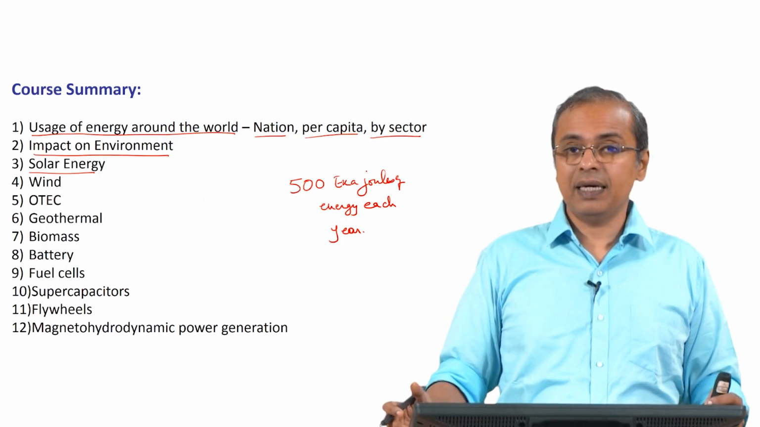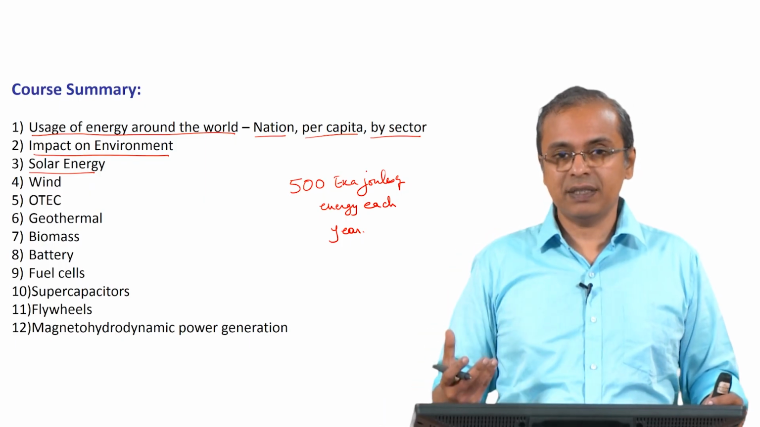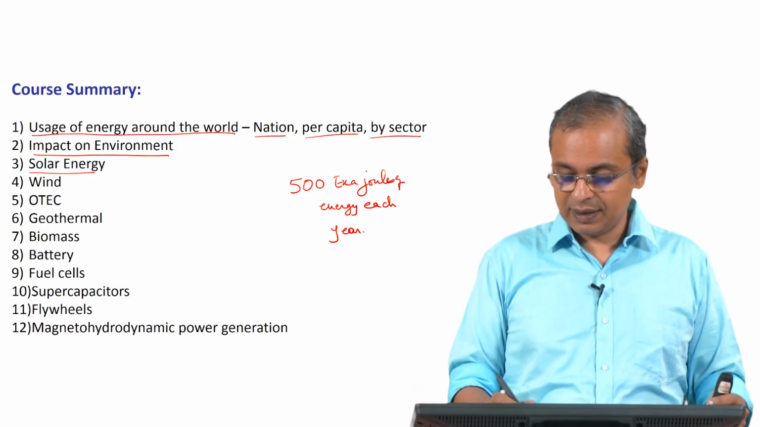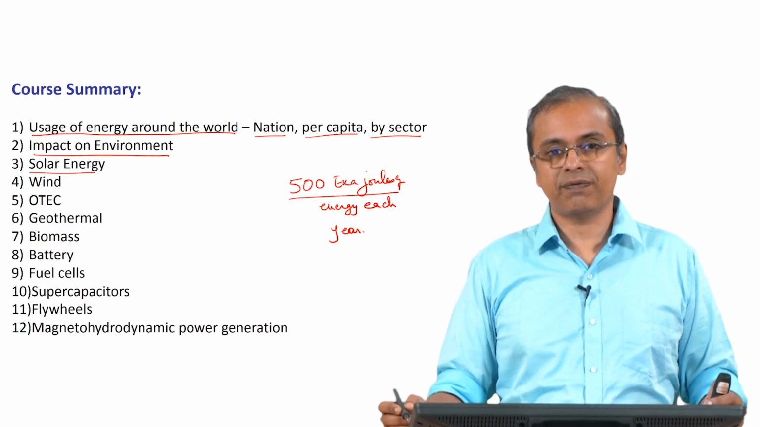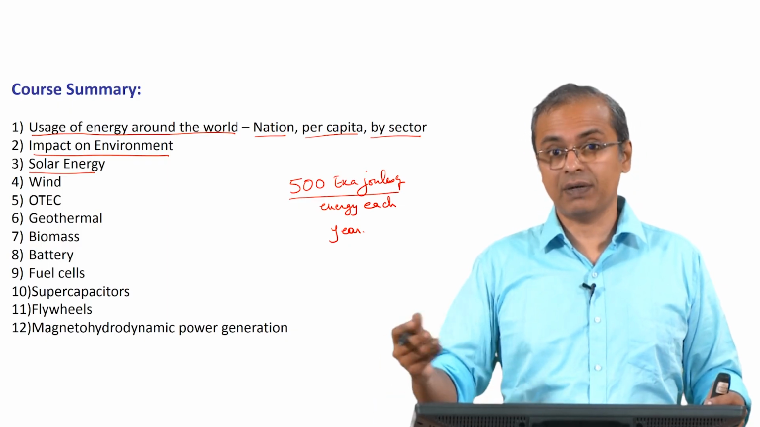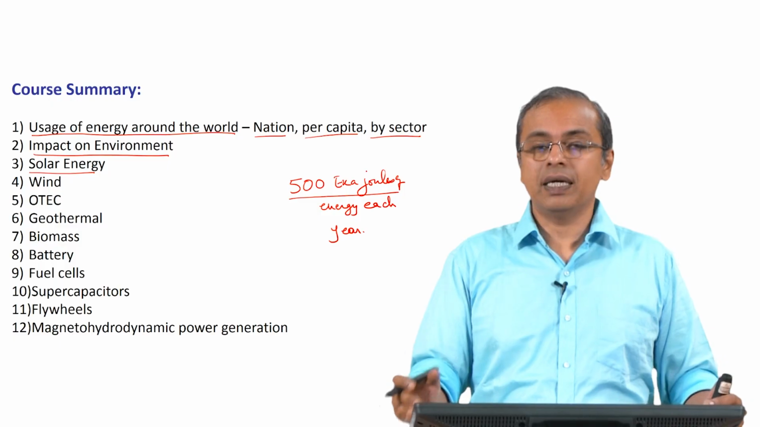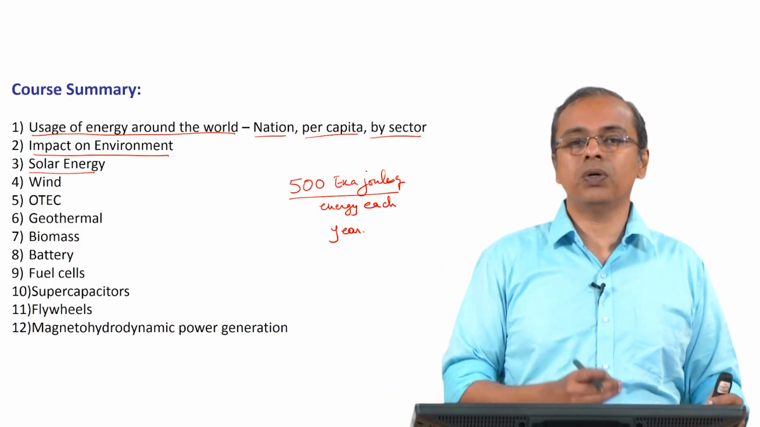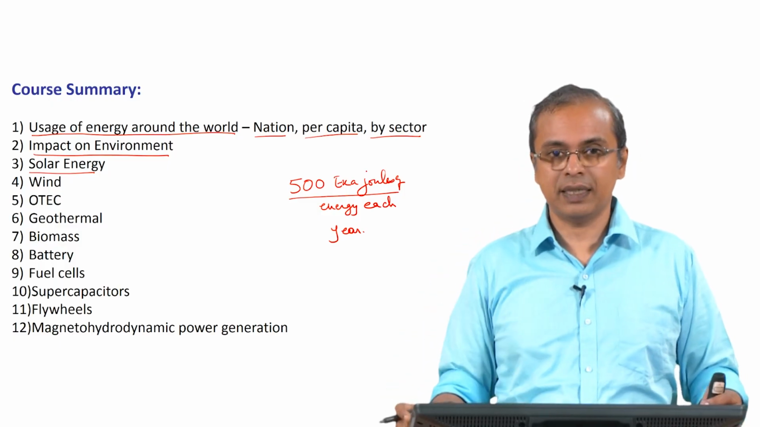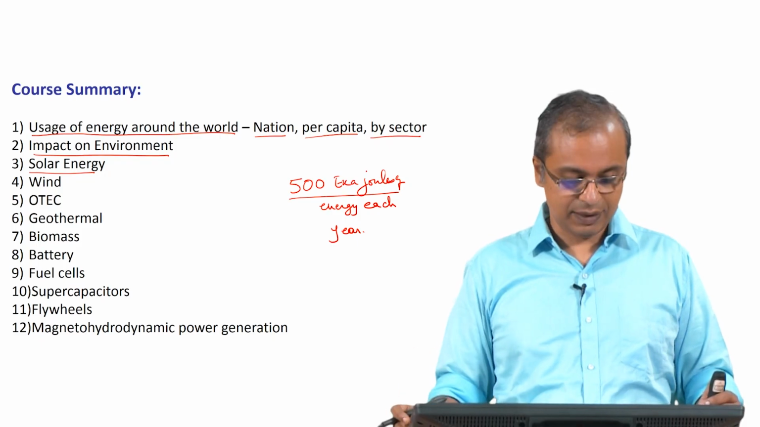And in fact, every hour we are getting enough energy from the sun that matches or exceeds the 500 exajoules of energy that we require for the entire year. So, even with a lot of inefficiency, if we just knew how to tap solar energy properly, all our energy requirements are taken care of in a very nice manner.